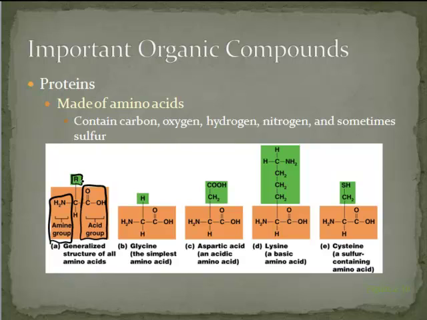So for example, this is glycine. This is an example of an amino acid. Notice we have an amino group here. We have our carboxylic acid group here. And then the R group is simply a hydrogen in this case. This is the simplest type of amino acid. We can have more complicated amino acids, such as aspartic acid or lysine or cysteine. Notice cysteine has a sulfur. But as you look at these 4 different amino acids, notice that the only difference is in the R group. All of them have the amino group, and all of them have the carboxylic acid group.